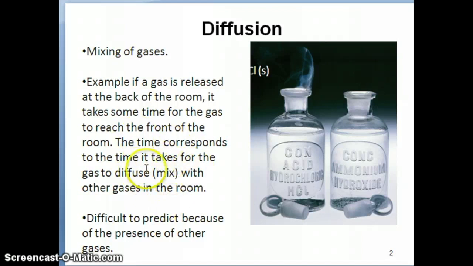Diffusion time is important because there are a lot of times when we need to predict, for example, let's say you have a gas leak and you want to know what radius of area you have to clear out to make sure that everybody's safe from the gas leak. Those are all diffusion-type questions. Unfortunately, diffusion is actually quite difficult to calculate or predict because you have to take into account how the other gases behave. That makes it a many-variable calculation, which makes things a lot more difficult.